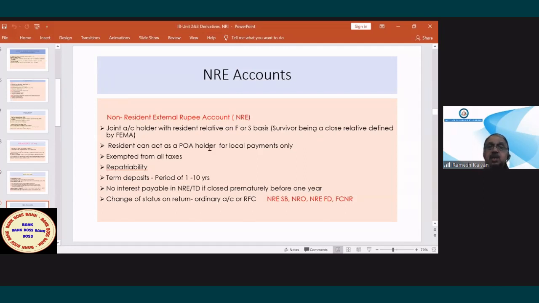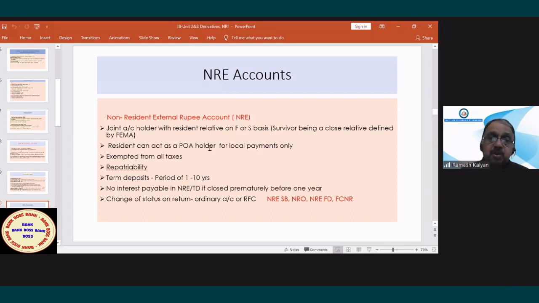This is literally helpful only for legal purposes, in case of death settlement and other things. For all other practical purposes, what matters is the power of attorney holder. He should give a power of attorney to a resident person, only then can that person operate. He cannot open or close the account or transfer money, donation, like that.